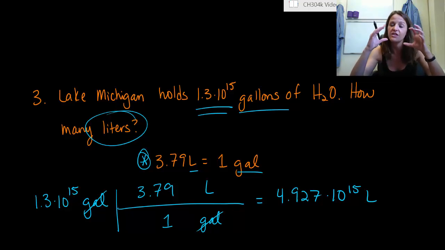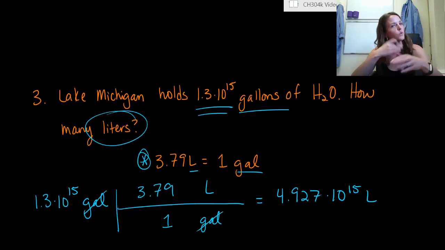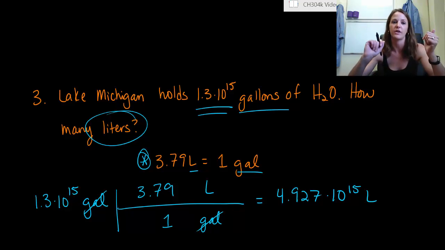If you're typing the number 10, you're doing something wrong, and you're very, very likely to get these problems wrong on an exam or when you're in a stressful situation. So please just switch over to the new method right now. 1.3 E15 times 3.79, bada bing, bada boom, you get the right answer.